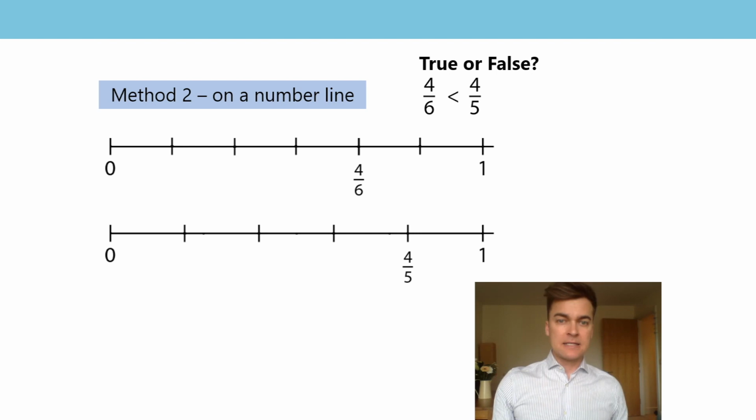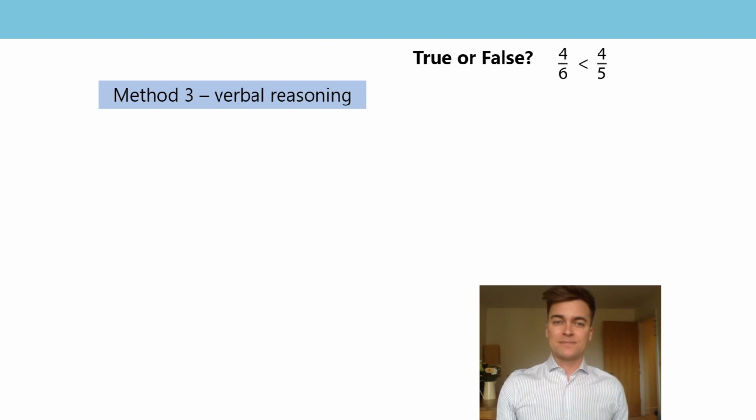4/6 is closest to 0. 4/5 is furthest from 0, or we could say 4/6 is the furthest from 1 out of the 2, and 4/5 is closest to 1 out of the 2 fractions we're comparing. The diagram and now the number line have proved that it is true. 4/6 is less than 4/5.